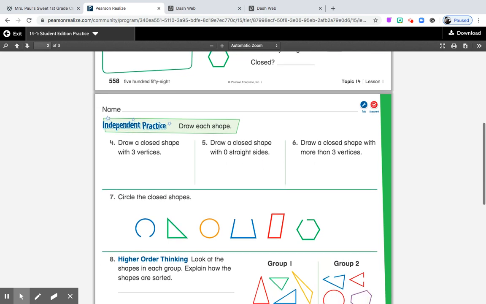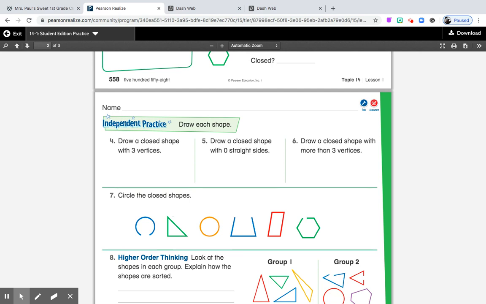Now, number 7, circle the closed shapes. Well, boys and girls, if it is closed, all the sides touch. Okay, did you see the ones I was circling? The first one, look at that. It's open. This one, open. This one, open.